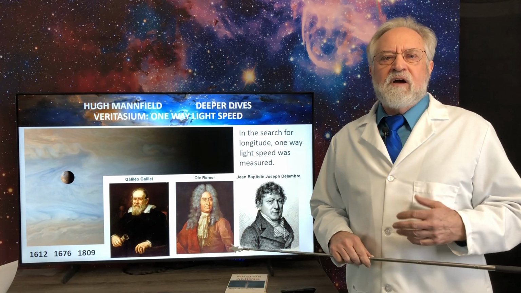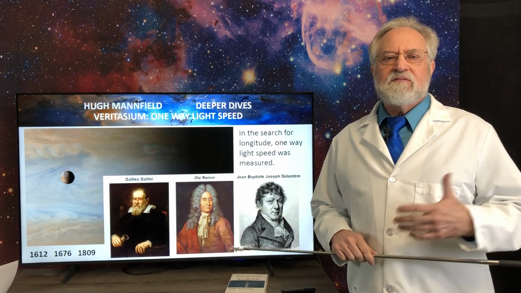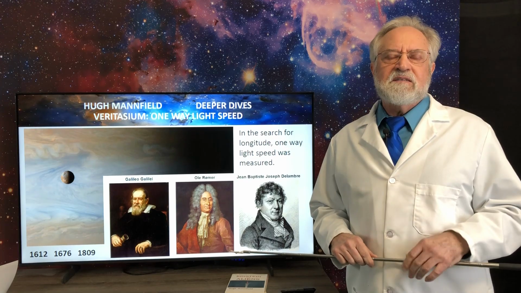And he couldn't figure out why this was happening, because at the time, light was thought to move basically instantaneously.